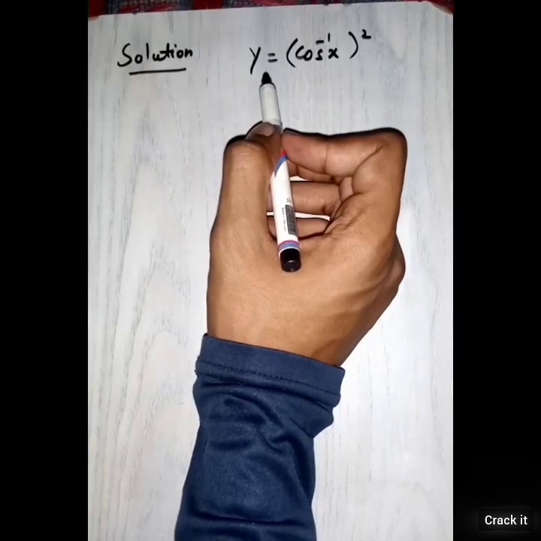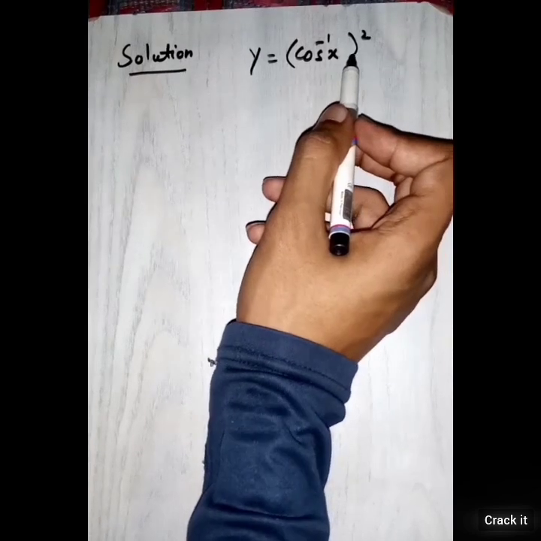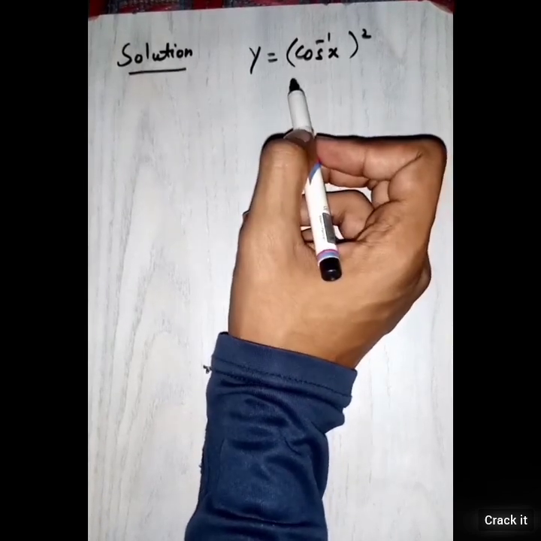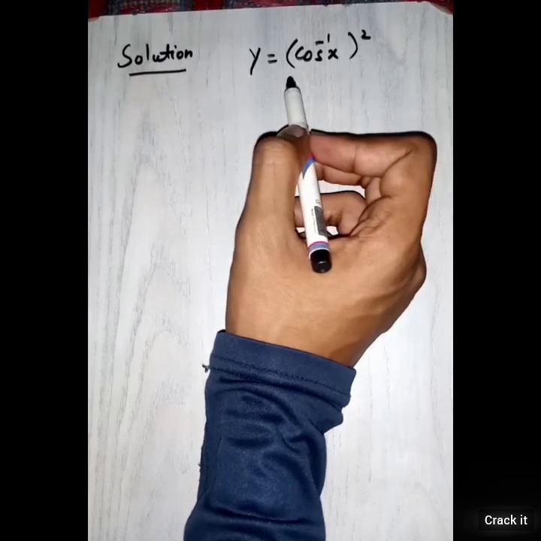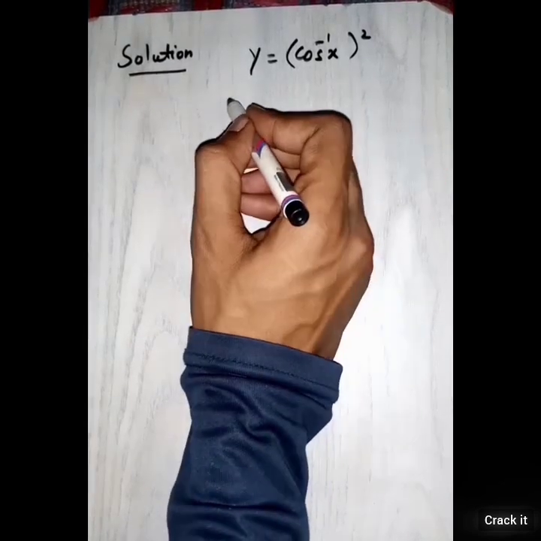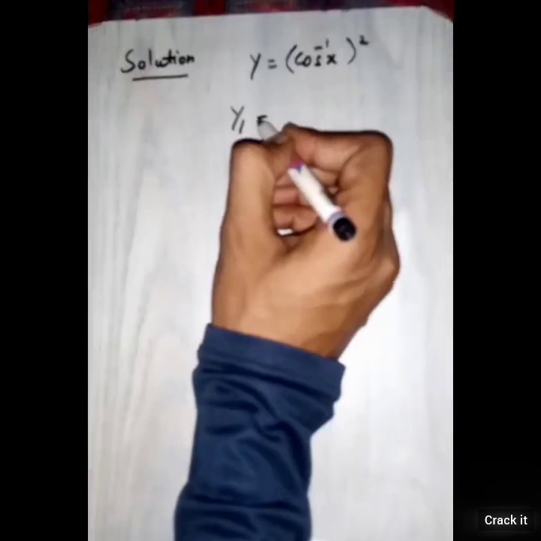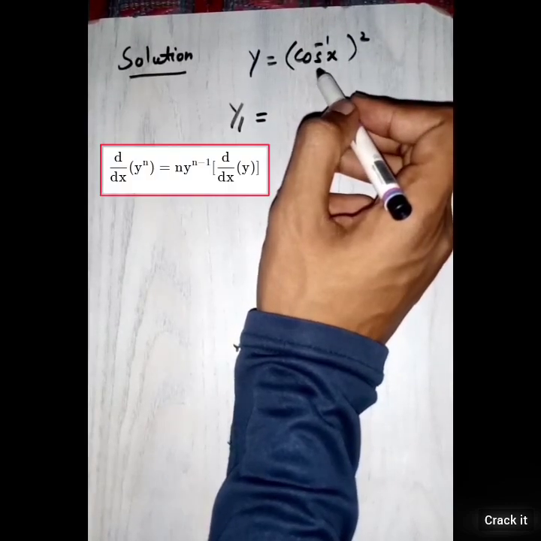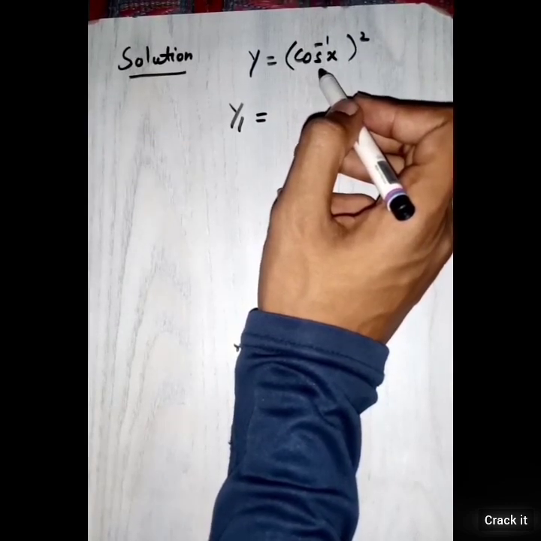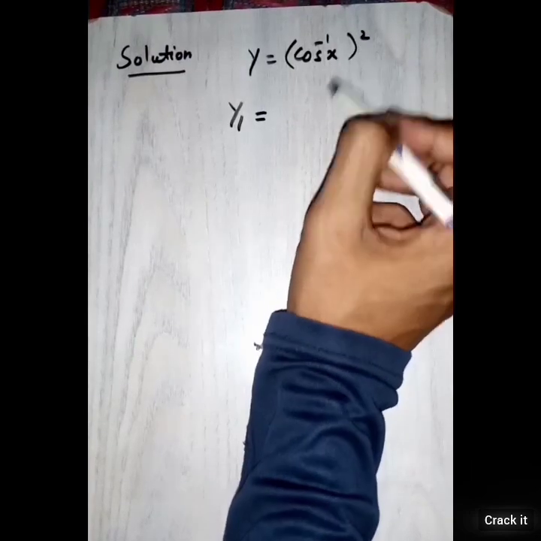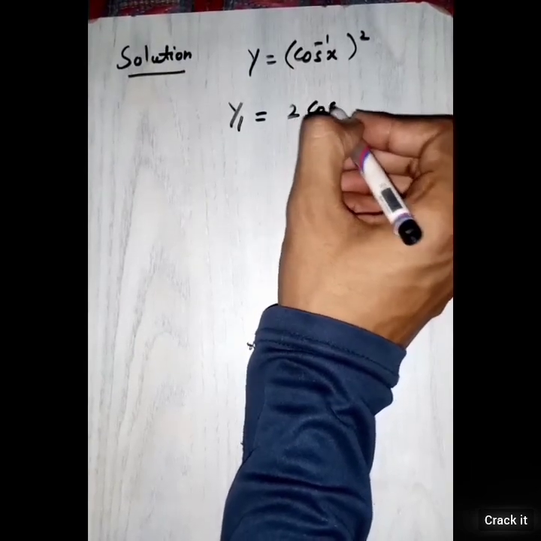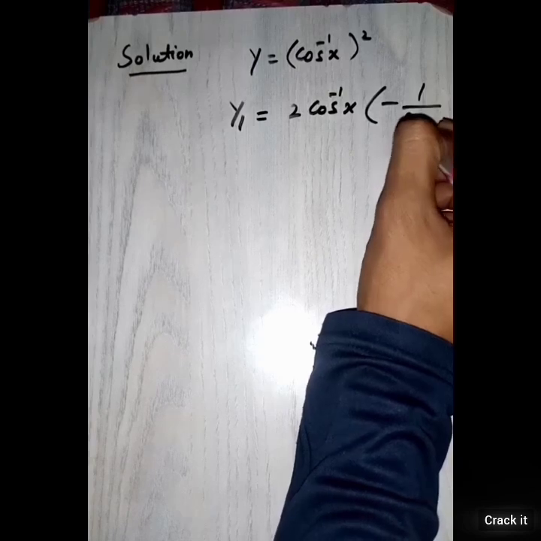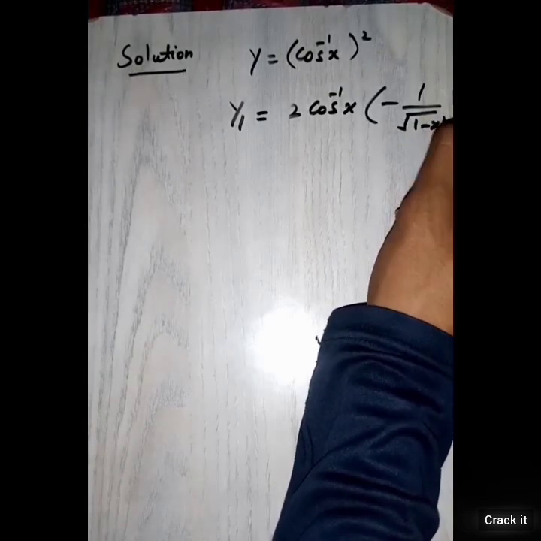So to solve this question, we will take this equation, and after solving this equation, we will derive the required relation. So first of all, we will differentiate it with respect to x, and here we will have y1 equals, and on this side of the equation, the derivative's power rule will be applied, and it will become 2 cos inverse x into minus 1 over under root 1 minus x square.